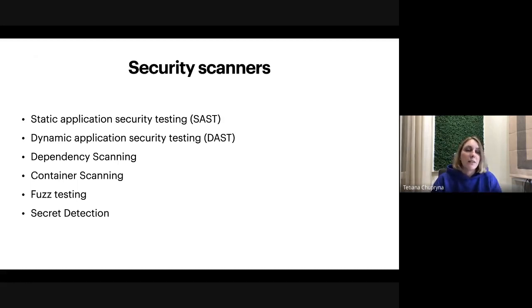The first one is static and dynamic application security testing, which scans your code for different vulnerabilities that you actually put there. The second one is dependency scanning and container scanning, which can help find vulnerabilities in the packages that you use or in the containers that you run your software in. There is also fuzz testing, which is like bombarding your application with vulnerable payloads, trying to find vulnerabilities. And another one is secret detection, which scans your code to find missed passwords and tokens in configuration files.